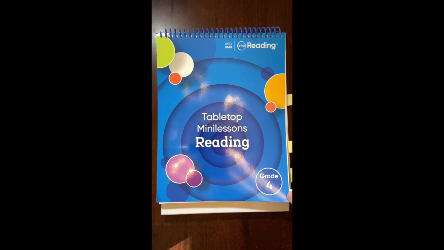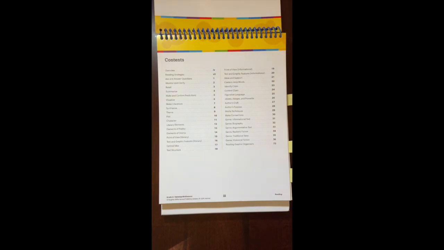So once I open, I'll see very clearly and specifically listed the table of contents of all of the different posters or visualization pieces that are tied to all of the different reading mini lessons that I'm doing with my students throughout the school year. So things like central idea, text structure, looking and searching for context clues and how to use them, author's craft, author's purpose.